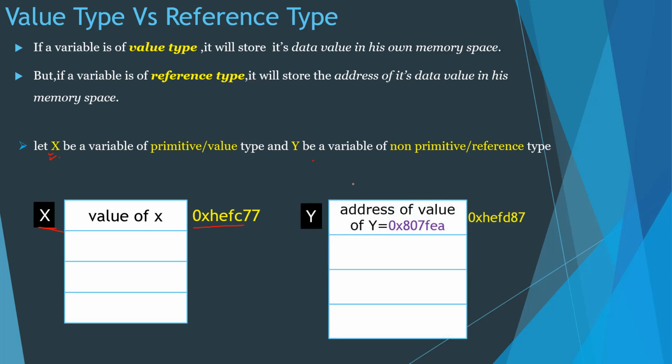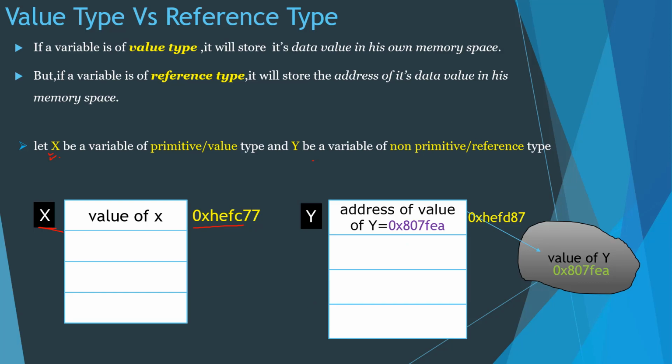But in case of a reference type, it will store the address where its data value is present. That is to say, the memory allocated for y won't contain the value, but the address where its value is present. This is a little bit tricky, right? If it's a primitive type, the memory allocated to the variable directly contains its value, so x directly holds its value. But y, a non-primitive or reference type, will contain the address where its value is present. So in this memory space, y will contain the address of its value.